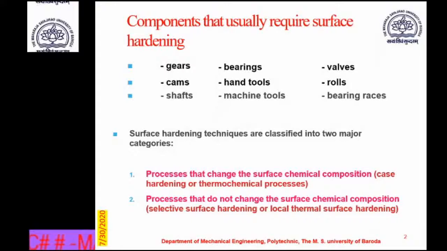surface hardened. So surface hardening techniques are classified into two major categories based on whether the chemical composition of the material at the surface remains the same as the parent material, or it is changed so that we have a different chemical composition on the surface and a slightly varying chemical composition for the rest of the part of the material or component.